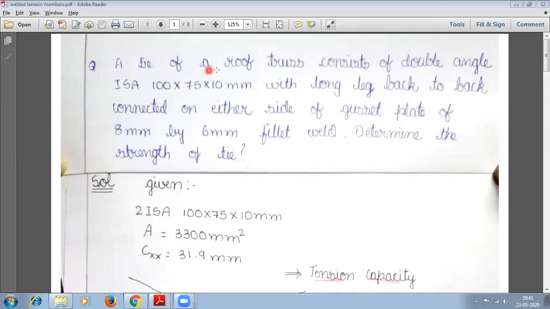Fine. So now the tie member in a roof truss. Roof truss means here you may have a top chord member or a bottom chord member. Majorly, the double angle section we prefer for the top chord and the bottom chord members. Okay, so that is the one thing. So here is the dimension of the double angle section. Next, the longer leg is placed back to back, that means the longer leg is connected to the gusset plate.